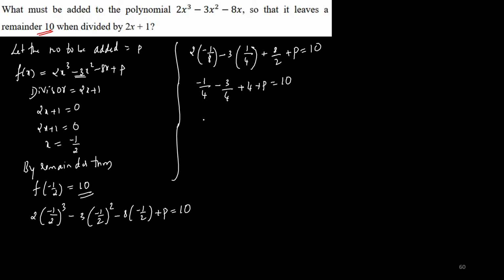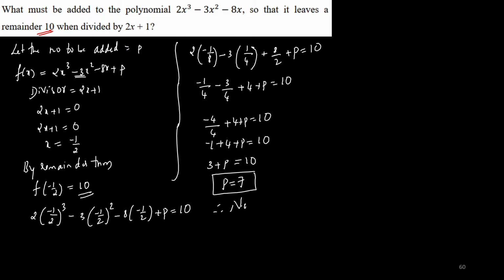So when I simplify this, minus 4 by 4 plus 4 plus p is equal to 10. So minus 1 plus 4 plus p is equal to 10. So I am going to get it as 3 plus p is equal to 10. So p is equal to 7 I am going to get. So the number to be added is equal to 7. Is that clear? So that I get a remainder as 10.